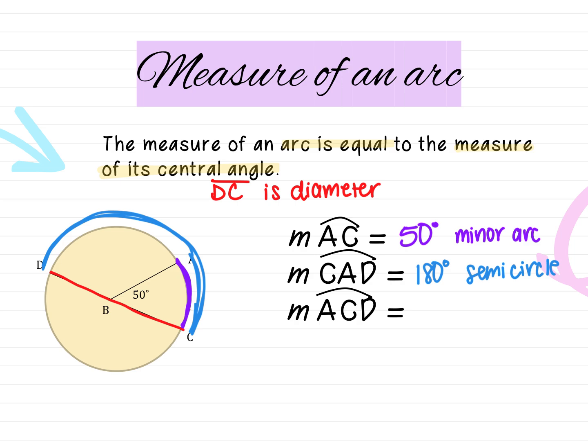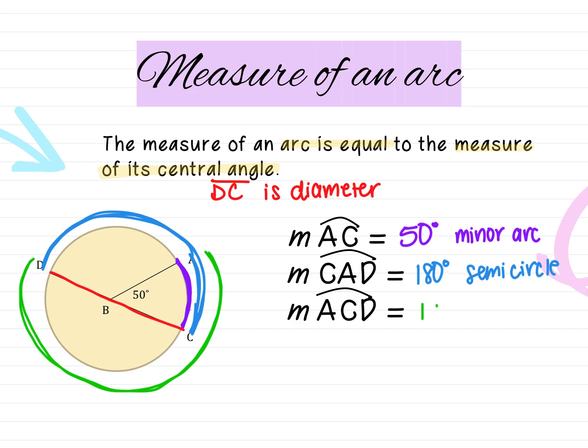All right, looking at the next one, I'm going from A to C to D. So looking at arc ACD, what's the measure? How would I find the measure of arc ACD? 180 minus 50, you can subtract that from 360. Okay, you could do it that way. 180 minus 50, and subtract it from 360. You could do that, but what's another way to do that?